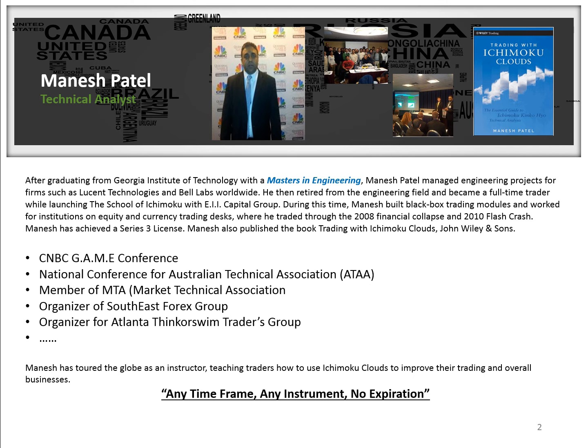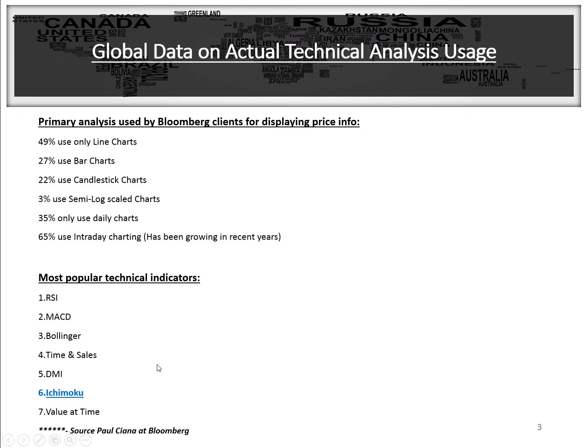where I trade pretty much any instrument around the world. I go where the trend is, using Ichimoku Kinko Hyo, a Japanese trend-based system. If you look at the statistics here from Bloomberg, you can see Ichimoku is ranked number 6 in the world now as the most popular indicators, and it's gaining more and more momentum as more people learn more about it.